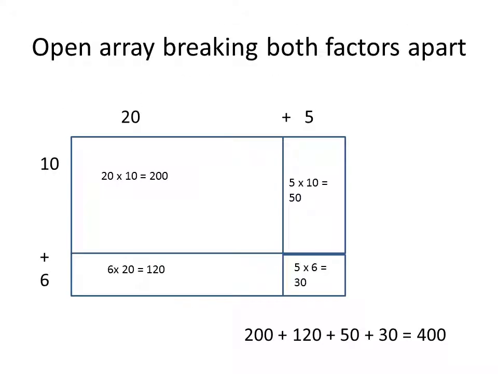The next few deal with open arrays and the idea of breaking numbers apart, or breaking the two factors apart. So on this one, as you see, both the 25 and the 16 are split up by tens and ones, and the representation shows how those two factors are split and how the partial products are brought back together in the lower right corner of the screen.